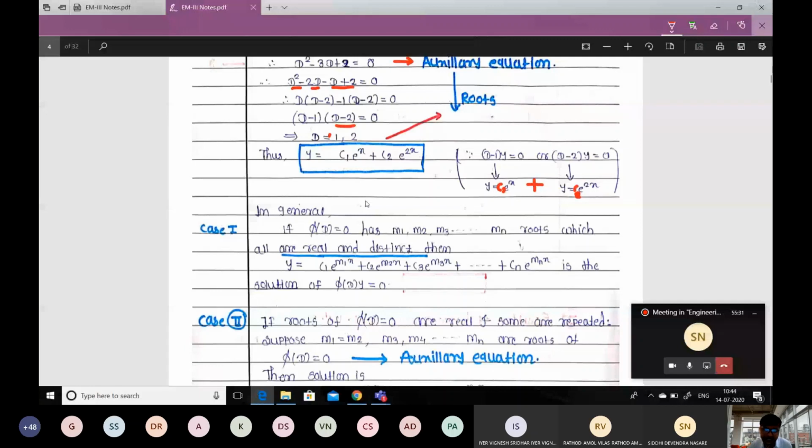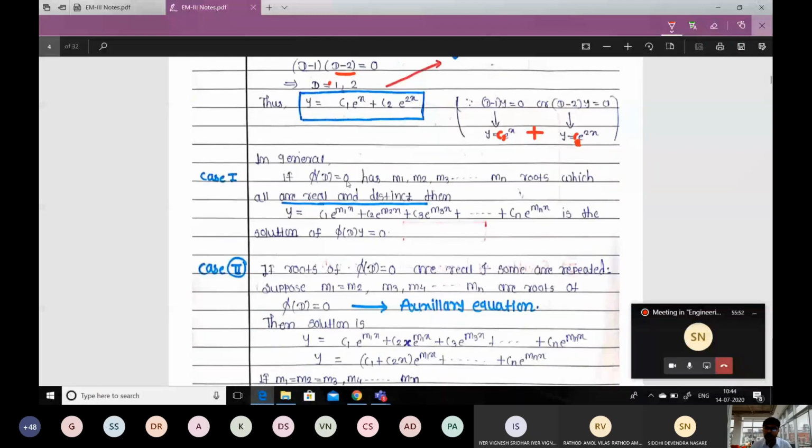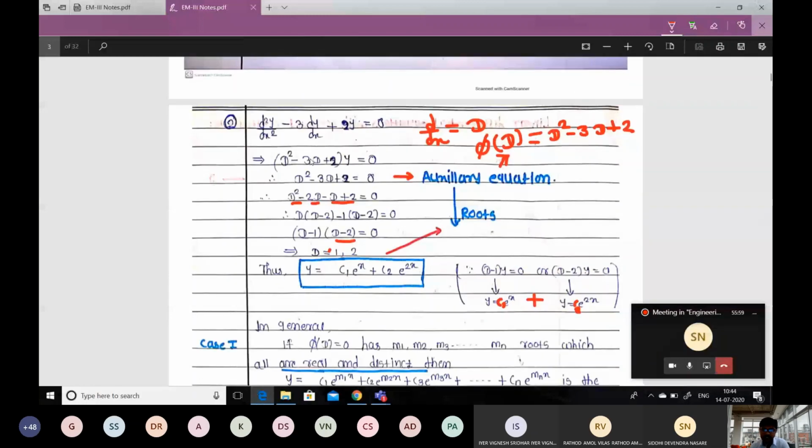So let me generalize this just for your understanding. I have taken this particular example, so our intuition is already built now. Let me go ahead with the generalization. If phi of D equal to 0, what does that mean? Whatever the operator auxiliary equation you are considering. Here we observe that phi of D is nothing but this term. So like that, in generalization, we have phi of D is equal to 0.